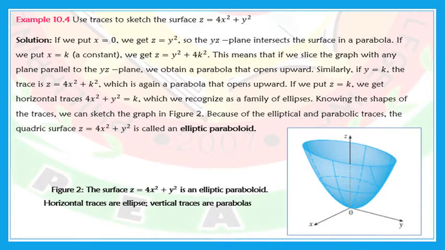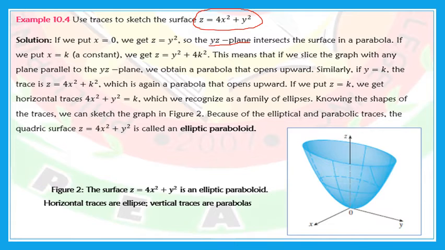Next example is use traces to sketch the surface z equals 4x squared plus y squared. So, ito yung given natin na surface. If we put x equals 0, class, we get z equals y squared. So, the YZ plane intersects the surface in a parabola. YZ plane kasi, ang i-let natin na 0 dito is si x.